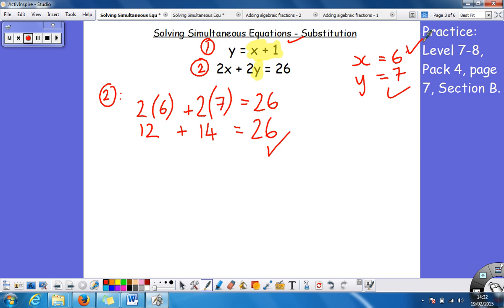Hopefully you had a go at that one and got it correct. If you didn't, go back through your method, try and identify where you made a mistake, replay the video if you need to.